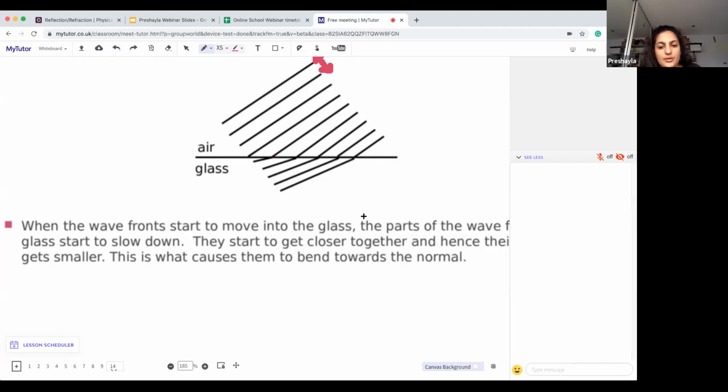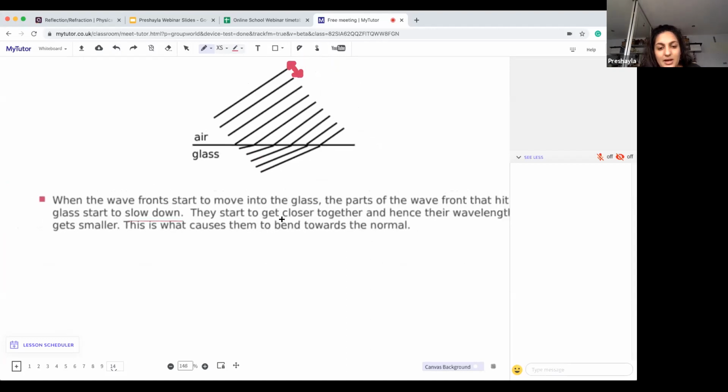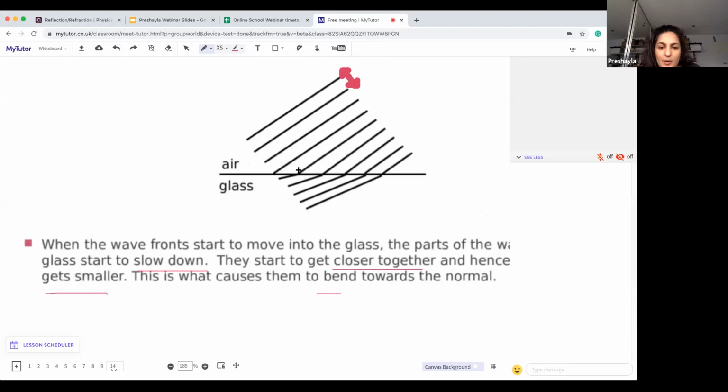So as they hit the denser medium, they slow down, they get closer together, and their wavelength gets smaller. This is what is causing them to bend. They're changing wavelength. So as soon as it hits the boundary, you can see that we get this change in direction. Yeah? It's quite fun to draw, actually, I think. So yeah, you get the picture.